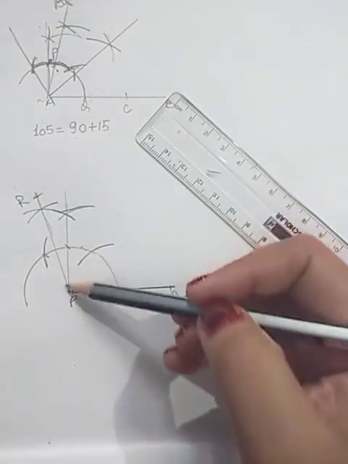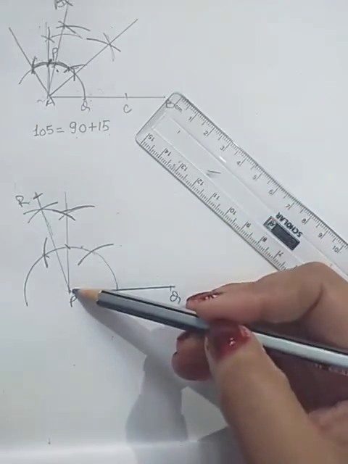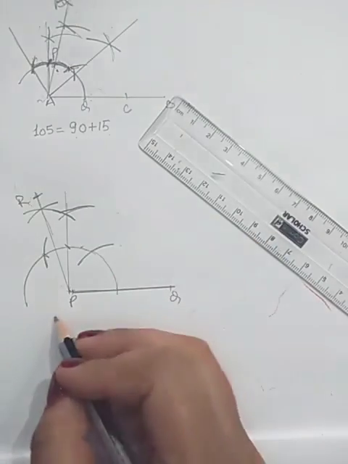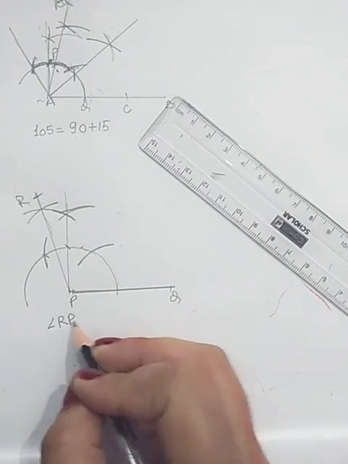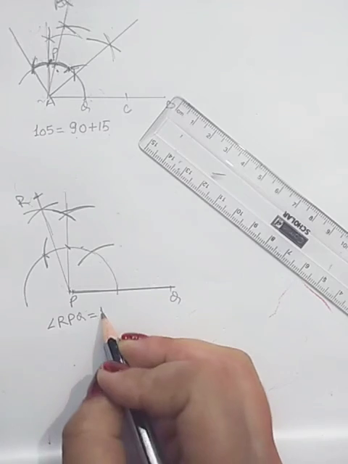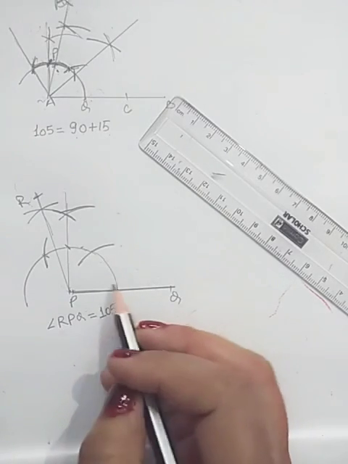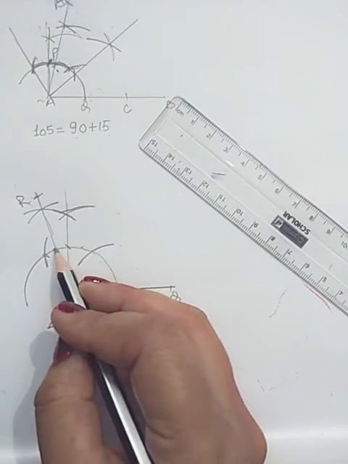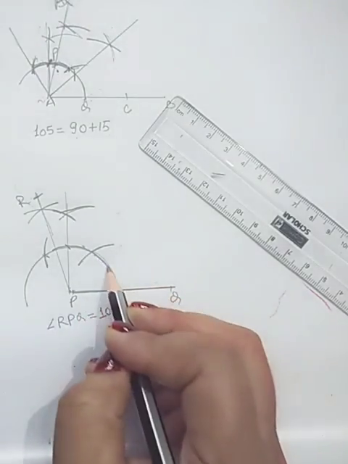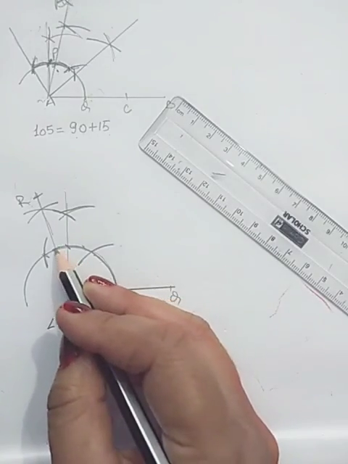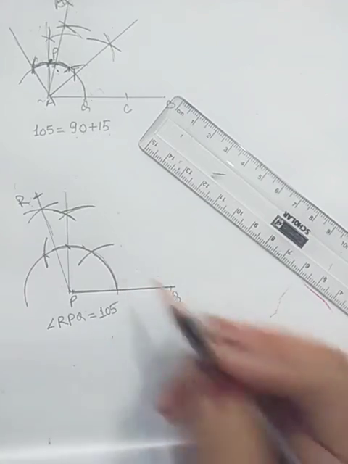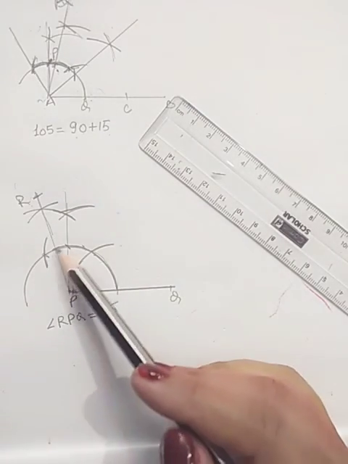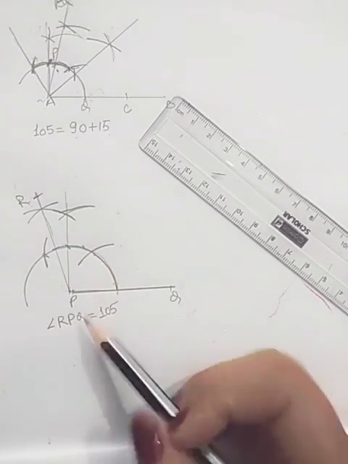After joining this angle, you will name it angle RPQ. This is 105. So this total arc is of 105. I'm showing you; you don't have to overwrite again and again. So this image is of 105.